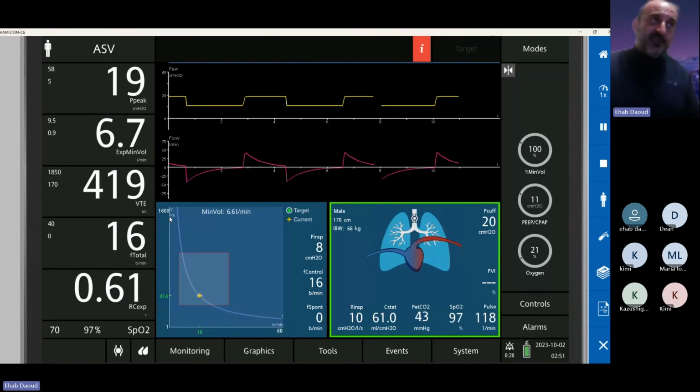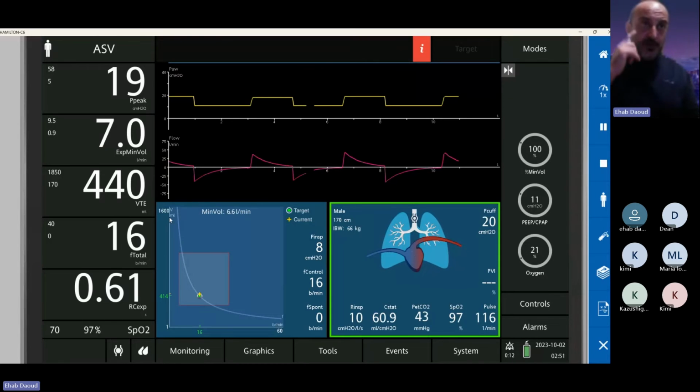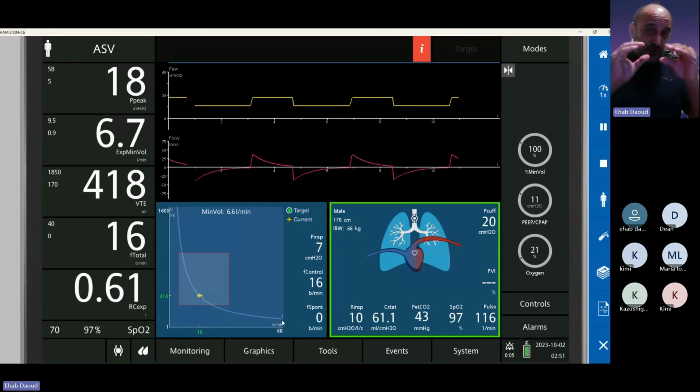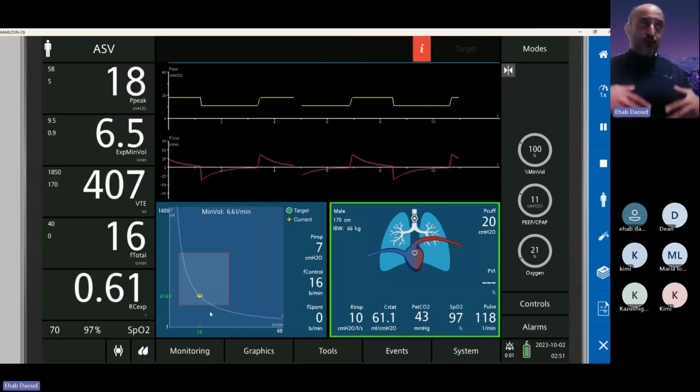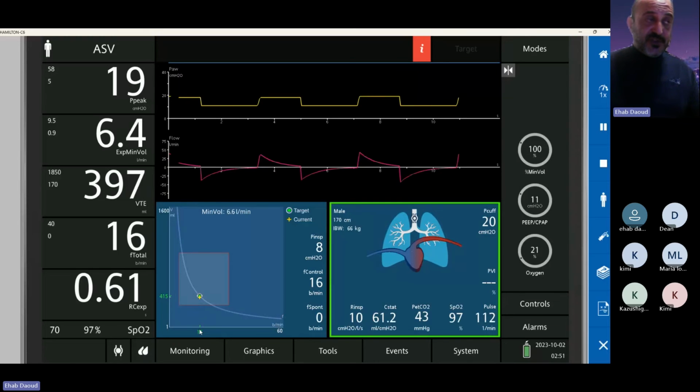According to the equations in ASV, which are the Otis and modified Mead equation, we find the least work of breathing, or breathing power, is to either breathe very, very fast here on the right with very shallow tidal volume, or breathe very slow with very high tidal volume. So the ventilator determines the best combination of tidal volume and respiratory rate. And you can see here it's called the target.